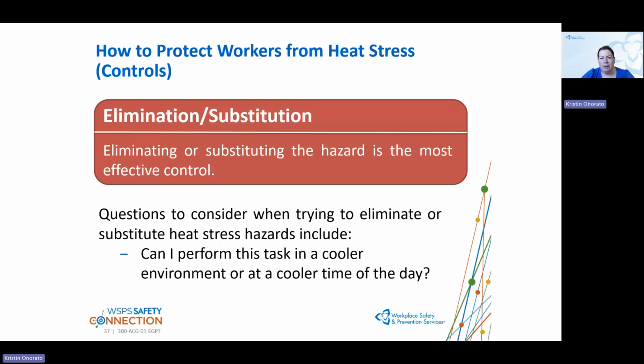We also want to consider tasks that are non-essential. If they're truly not critical to the business or our operations, maybe we don't do those on days where heat stress is a significant concern.